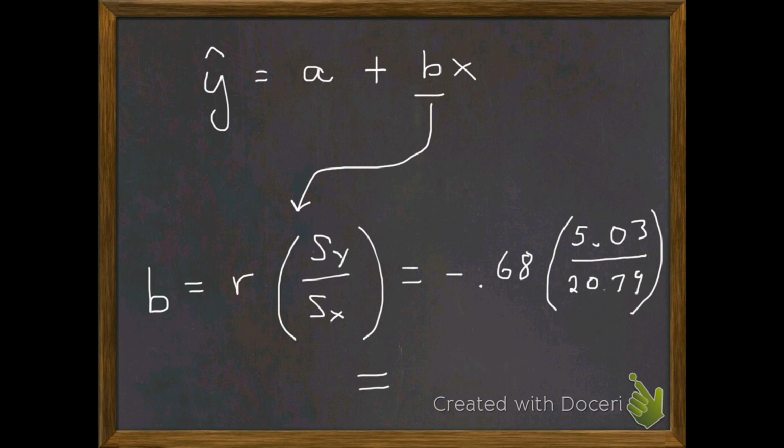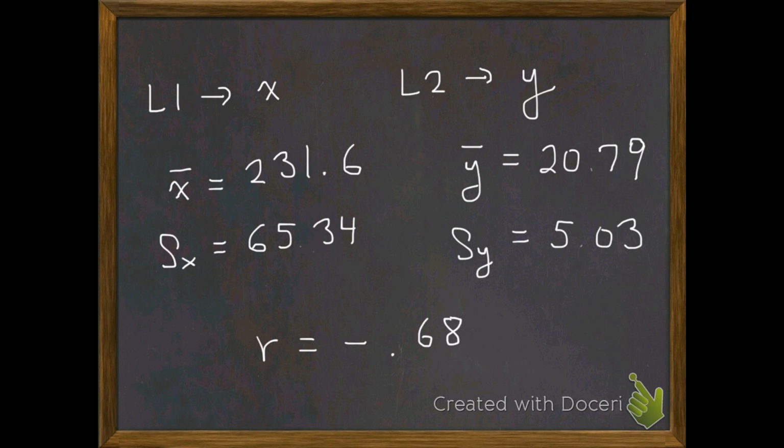Now, if we can put this in our calculator without doing something really goofy, we will get the value for our slope. So negative 0.68 times 5.03 divided by 20.79. If I did this correctly, oh, wait a minute now. What's going on here? Well, I just messed up, didn't I?